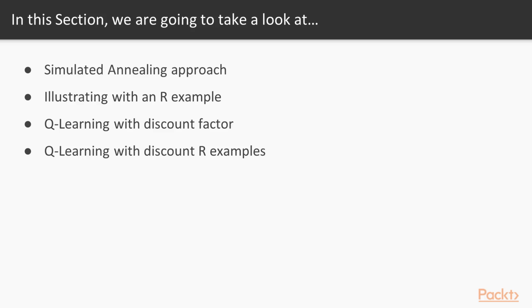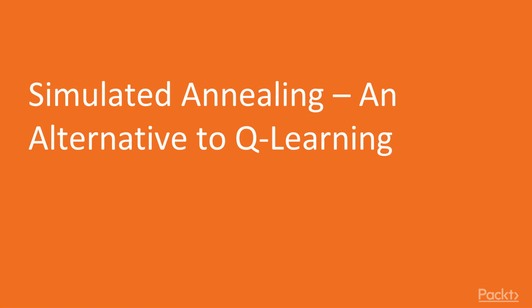Then we'll return to Q-learning, and we will implement a discount factor in our Q-learning algorithm, and we'll show you how to do that in R. And then we'll have several Q-learning in R examples that use the discount factor, some with visual displays of the results. So the first video of this section is Simulated Annealing, an alternative to Q-learning.